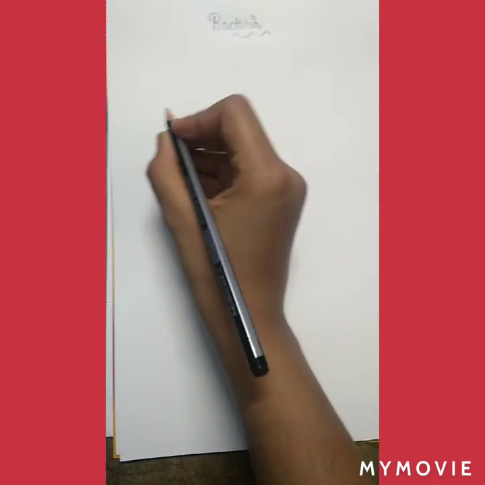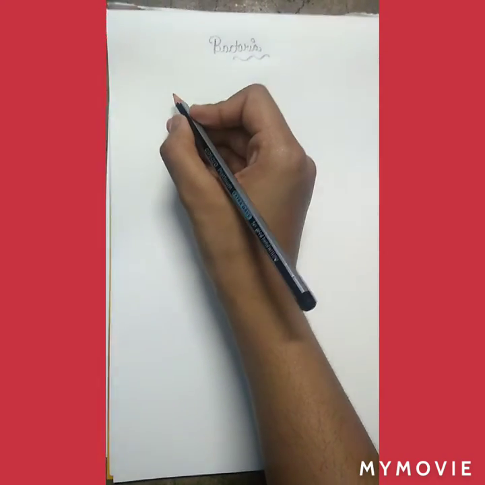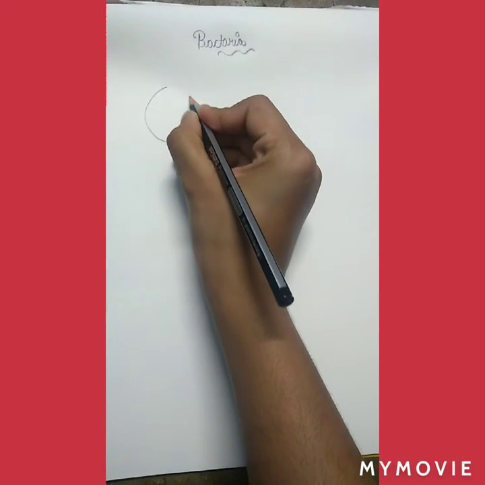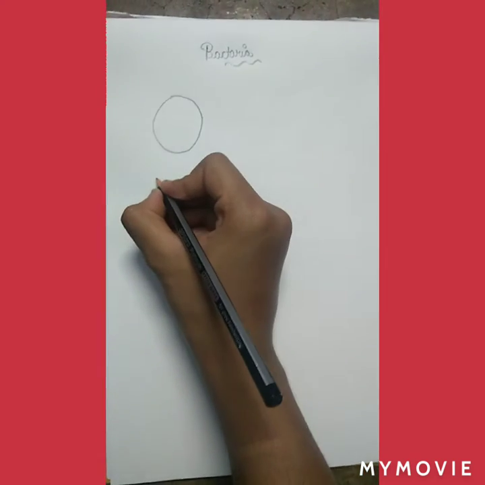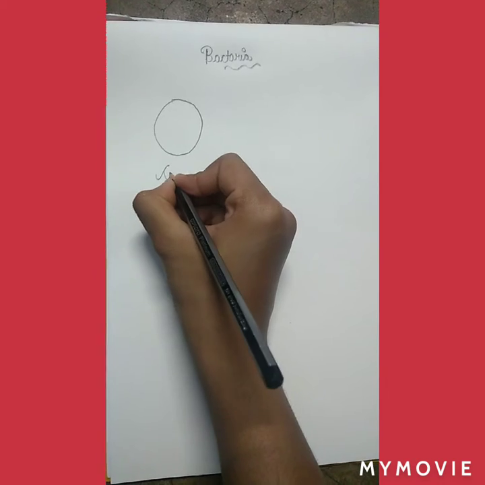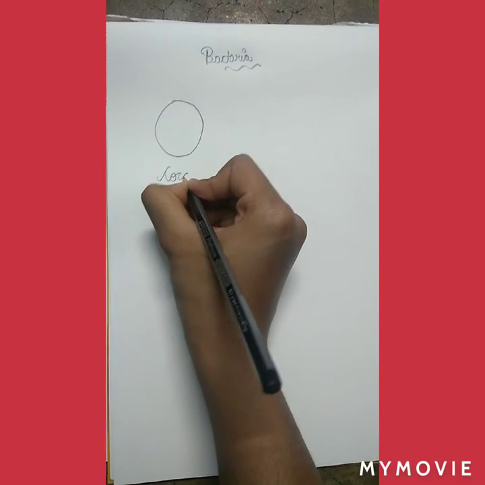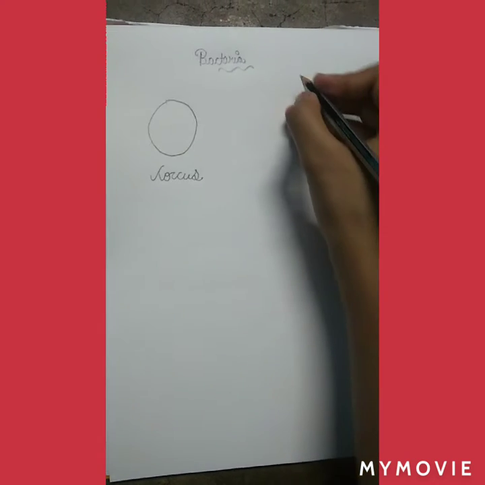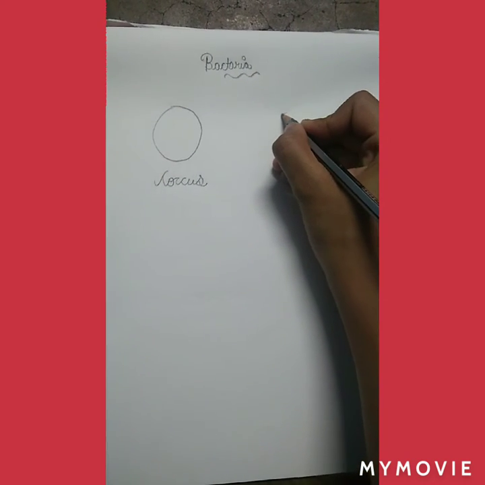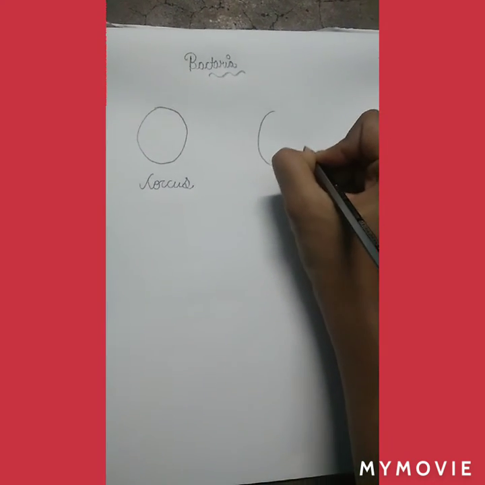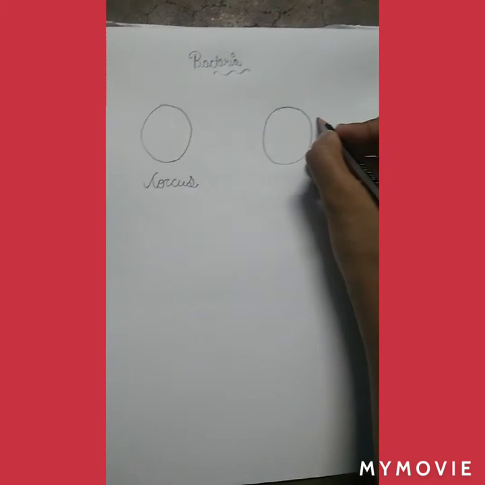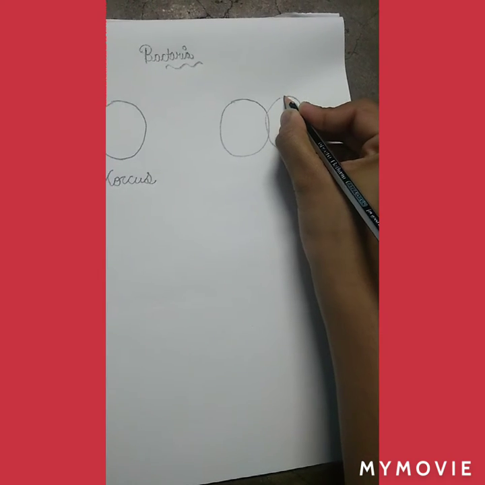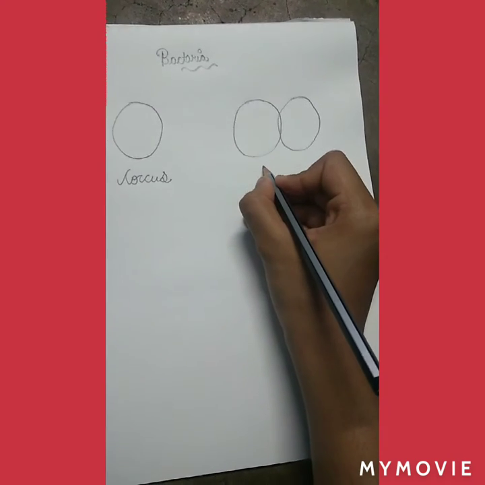So first we will draw here a circle type of structure which is called cocci. And here we are going to draw two joint circle type structure which is called diplococci.